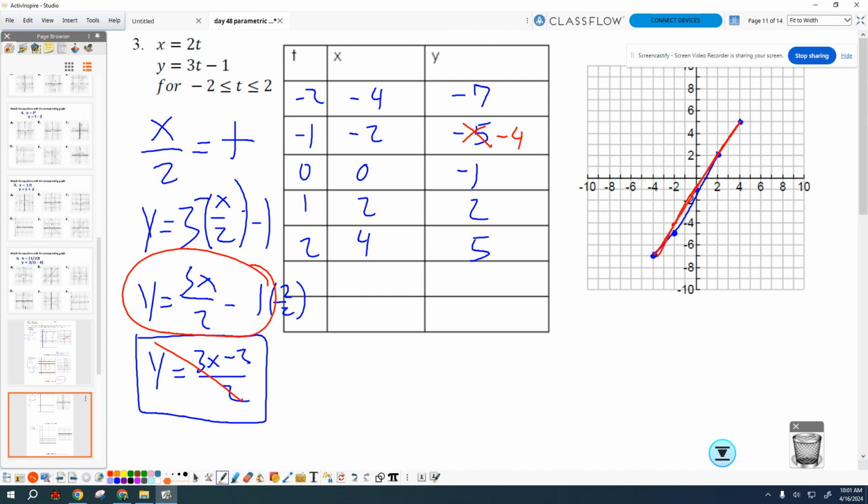Wait, hold up. You got that one wrong? No, I got it right. I just plotted the coordinate wrong, I was guessing up there. The rectangular form isn't 3x minus... It's not wrong. I got 3x divided by 2 minus 1.